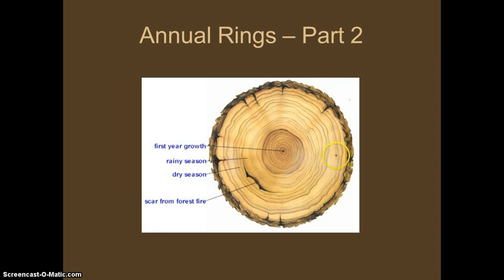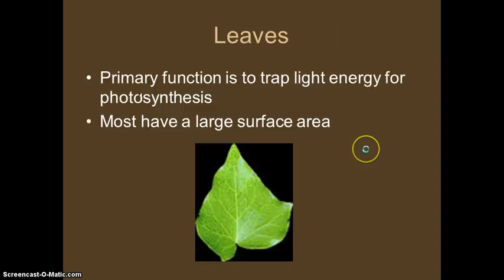They can see what kind of weather, like this summer when we had a real dry summer, the annual rings are probably real close, whereas when we have a real rainy season, you can see that there's a lot of growth happening and the rings are spread apart.